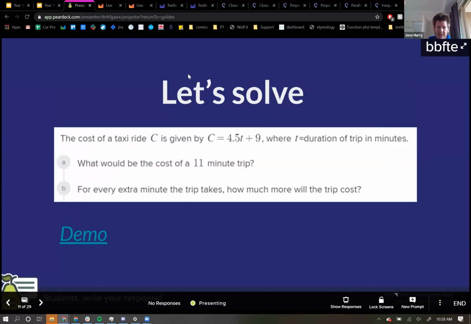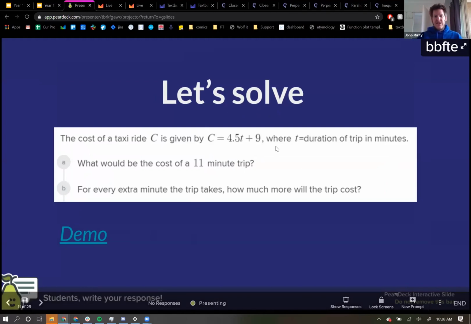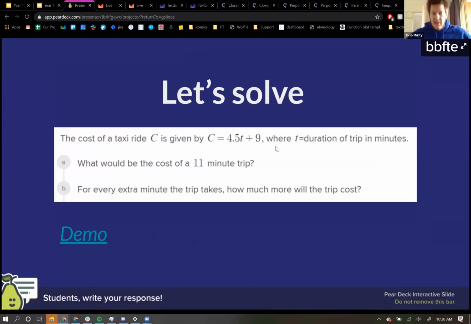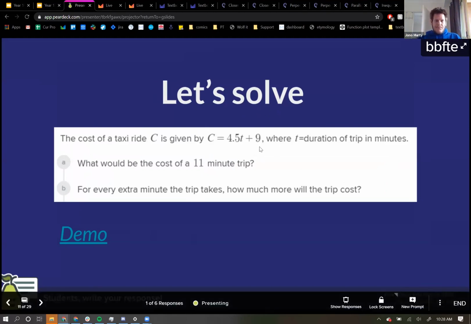Just a couple more context ones, so we're really on top of what it means. The cost of a taxi ride, C, is given by the formula C equals 4.5t plus 9, where t is the duration of the trip in minutes. The first question is just a simple substitution. What would be the cost of an 11-minute trip? And then for every extra minute the trip takes, how much more will the trip cost?